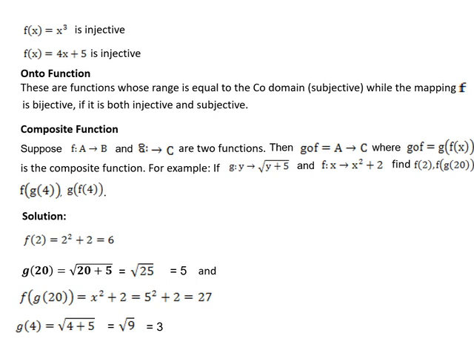Another function, a function whose range is equal to the codomain. That is, if we have a codomain, the output of like 1, 2, 3, 4, just like the example we cited the other time, if we have the output to be 1, 2, 3, 4, then the range is also 1, 2, 3, and 4. So let's move to composite function.